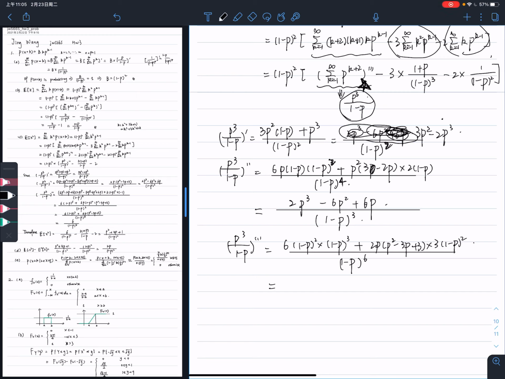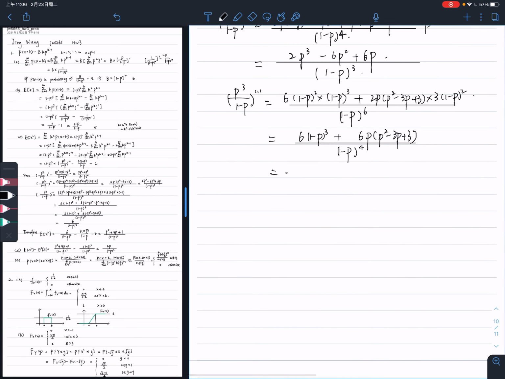So it is equal to (1-p)^4 times [6(1-p)^3 plus 6(p^2 - 3p + 3)]. So by simplification, we know that this part is a constant 6. So it is 6 over (1-p)^4.